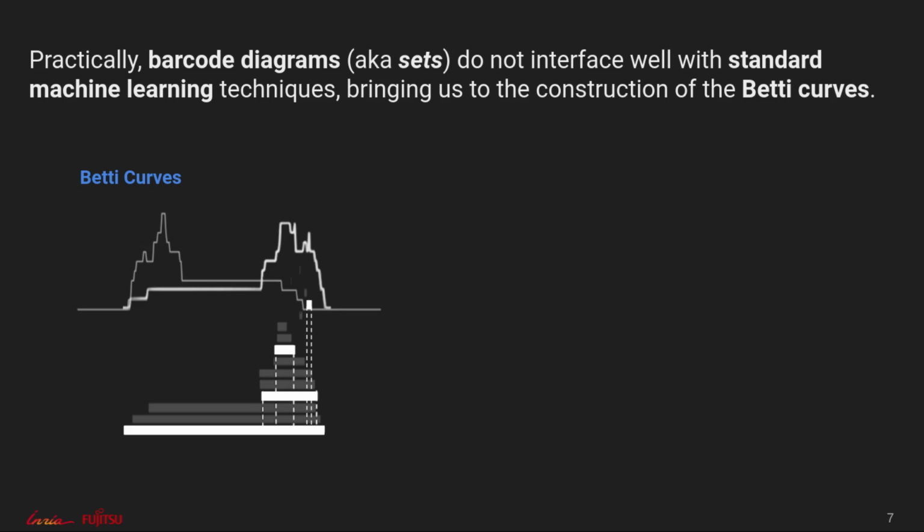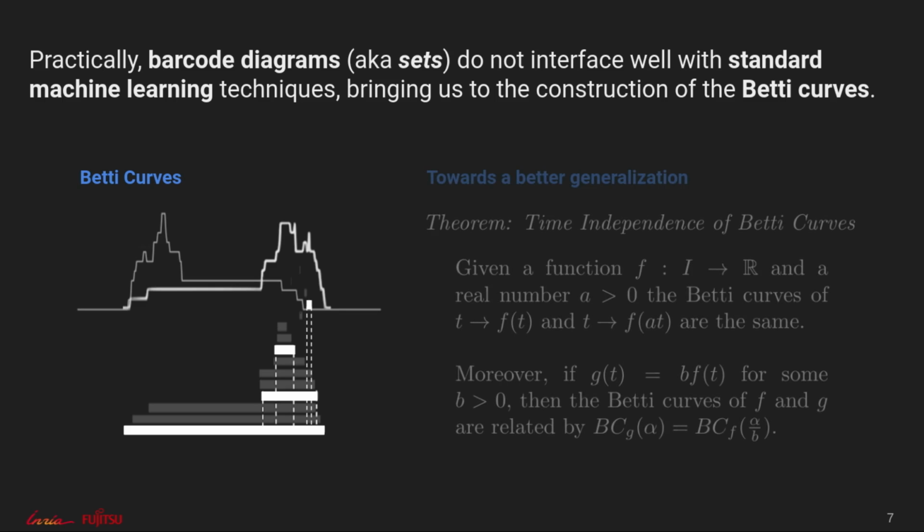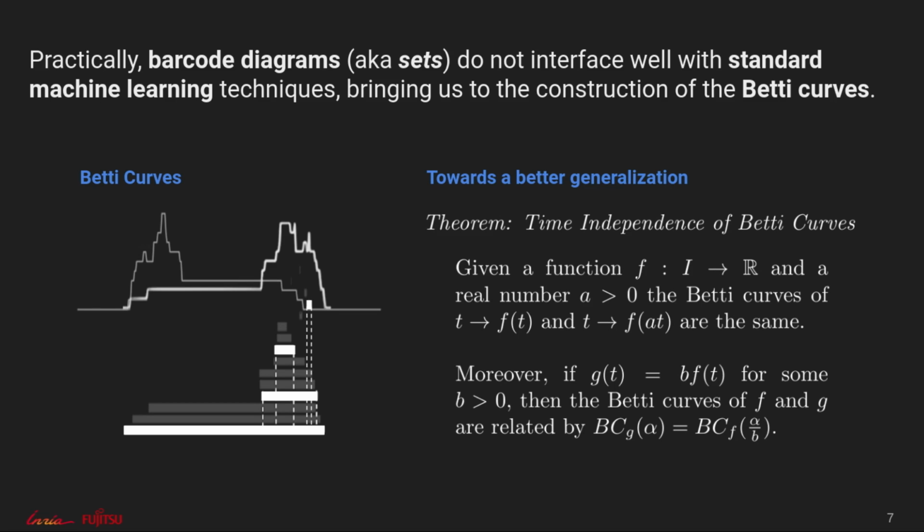But that is not all. Betti curves are time independent, which is, in retrospect, very useful to deal with different heart rhythms for each individual. Now the theorem we exposed there tells you 2 things. First, time dilation or contraction has no effect on Betti curves, thus making tachycardia or bradycardia less of an issue for machine learning. Second, amplitude scaling proportion is transferred among Betti curves, which enables us to reduce issues linked to amplitude scaling.